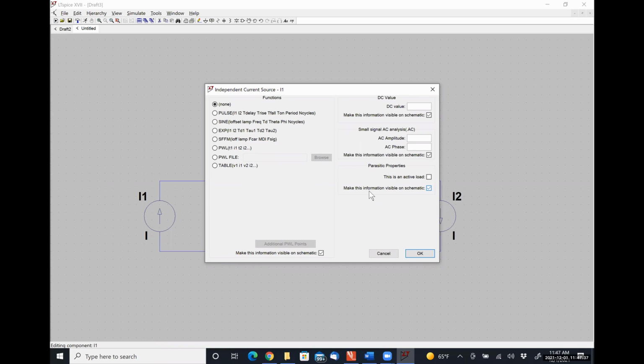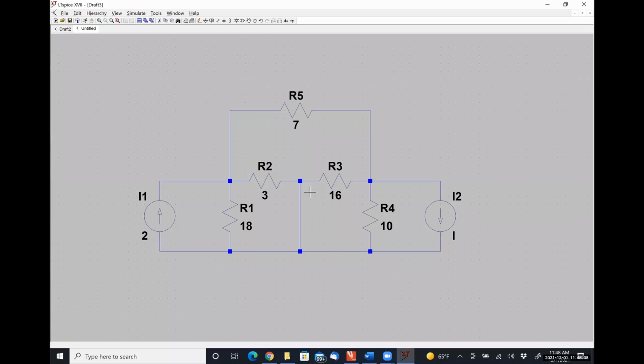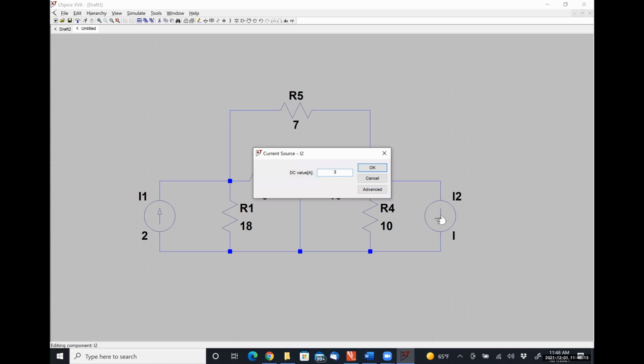Over here on the right-hand side, we can put in our DC value. Underneath that is for small signal AC analysis. So when we get into filters and all that kind of good stuff, these are the current sources we're going to use. And then we can also mess with parasitic properties like make it a non-ideal current source effectively. So let's cancel out of this and go back to the original menu and just type in the number 2. And then for this one over here, we put in the number 3.